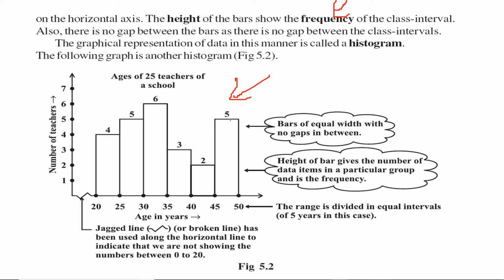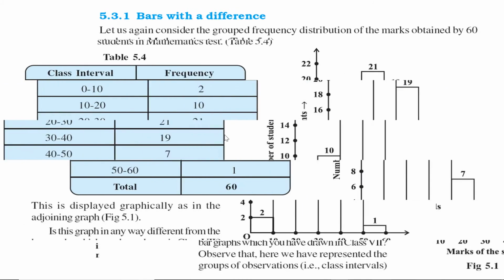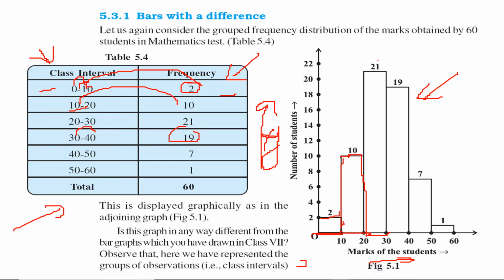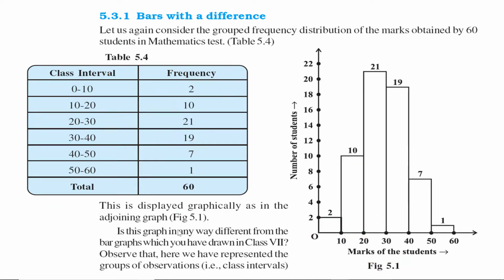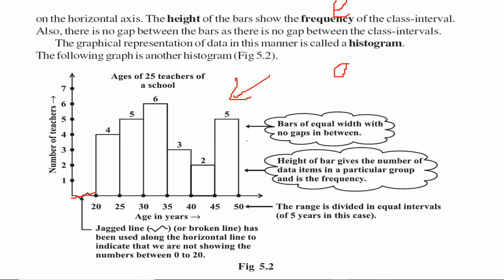But this graph is something different. Here the minor difference is, we are not starting from 0 as previously in this frequency distribution table, and this is the graph and this is the table. In both of them we started with 0, but in certain cases like this, we have a representation where the range we have divided from 20 to 25, because the age of 25 teachers of a school, the lowest age is 20.